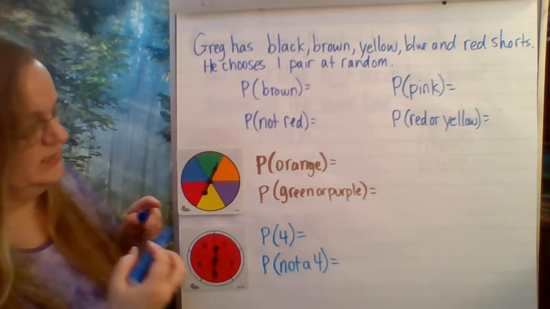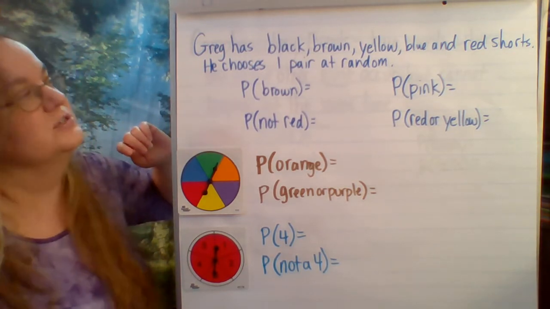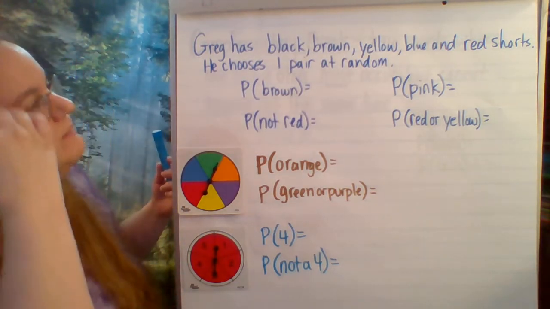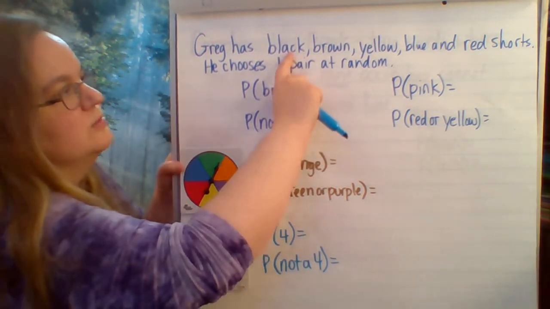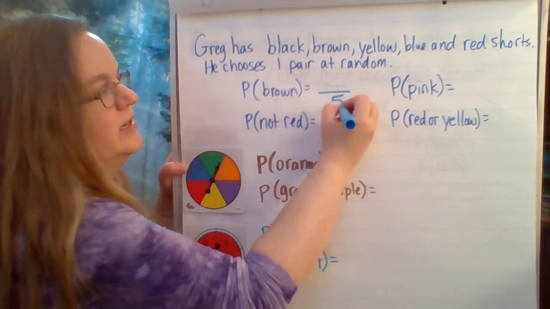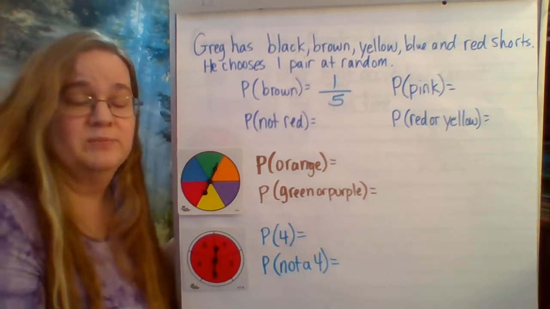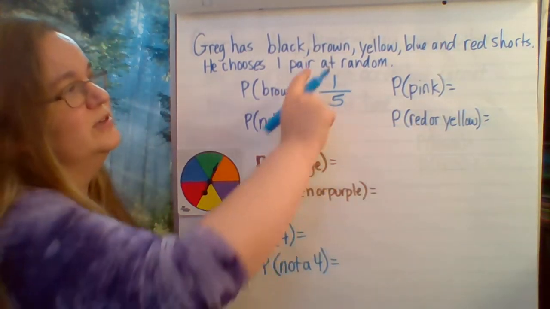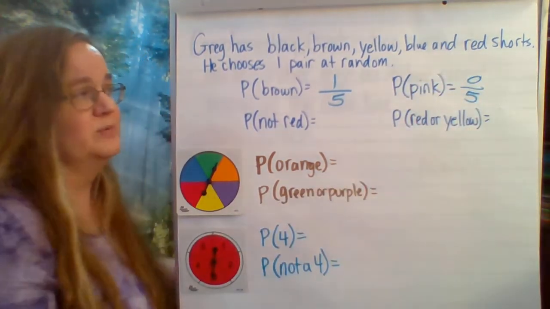All right, let's say that Greg has brown, black, yellow, blue, and red shorts, and he chooses one pair at random. So what's the probability of getting brown shorts? Well, there are 1, 2, 3, 4, 5 different colors. And out of those 5 different colors, only one is brown. So the probability of him getting brown shorts is going to be 1 out of 5. The probability of pink. Well, he doesn't have pink shorts. So again, that would be a 0 out of 5 probability.